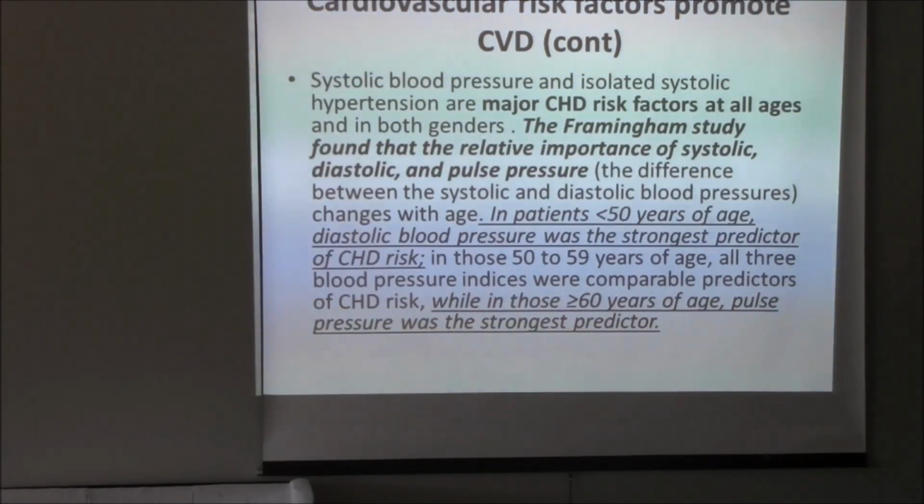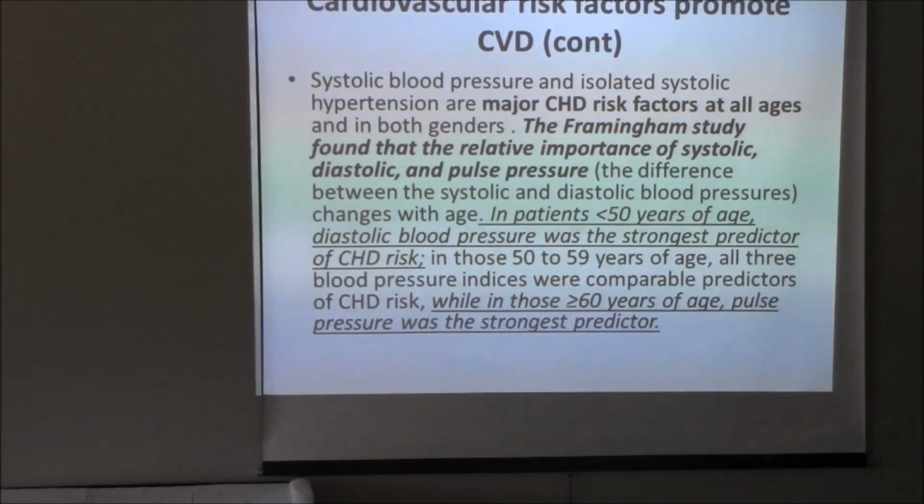Systolic blood pressure and isolated systolic hypertension are major risk factors at all ages and in both genders. So we don't want elevated systolic or top numbers of the blood pressure to be high. The Framingham study found the relative importance of systolic, diastolic, and pulse pressure. And pulse pressure is the difference between the top number and the bottom number of the blood pressure. It does change with age.